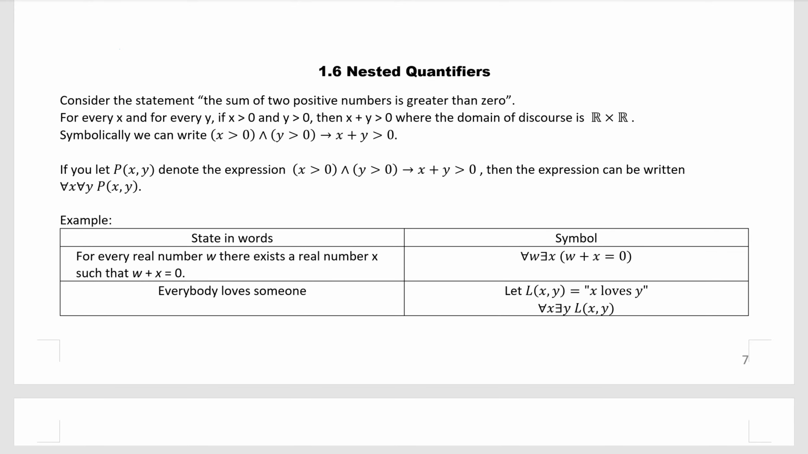Hi everyone! Today let's talk about section 1.6, Nested Quantifiers. Consider the statement: The sum of two positive numbers is greater than 0.